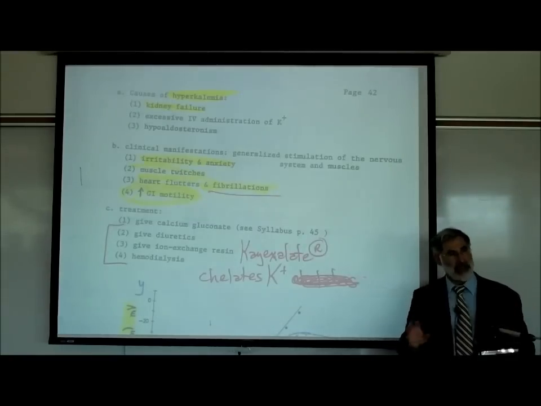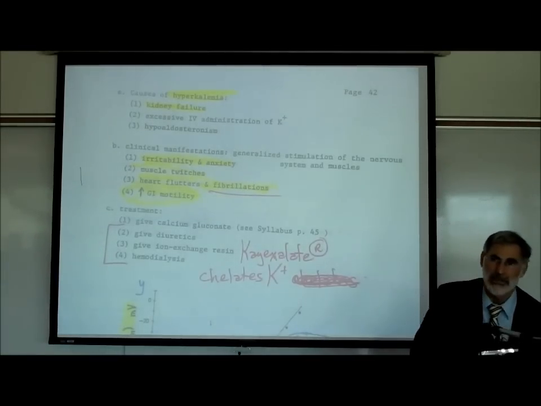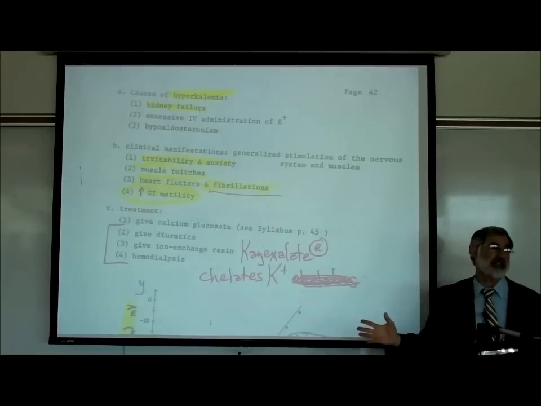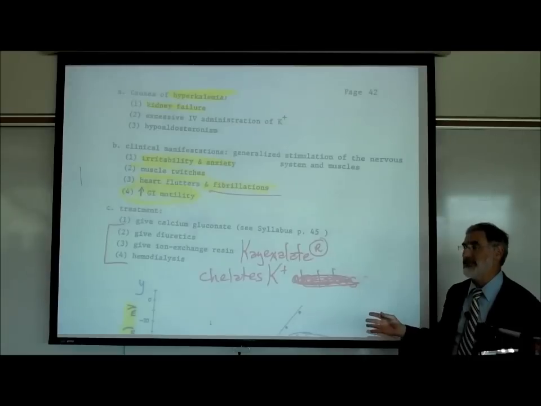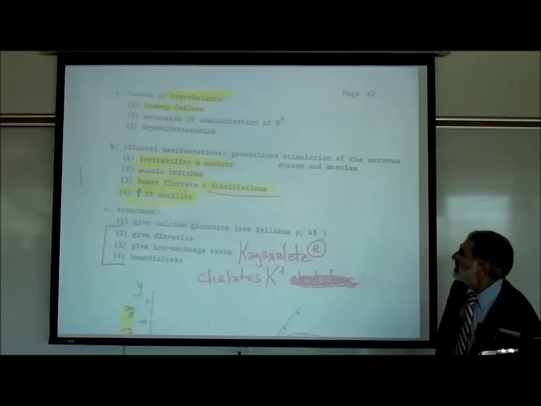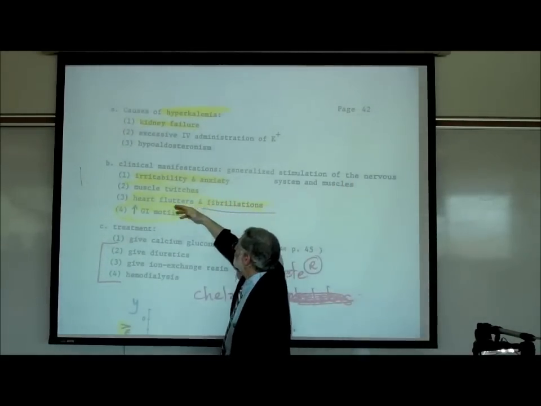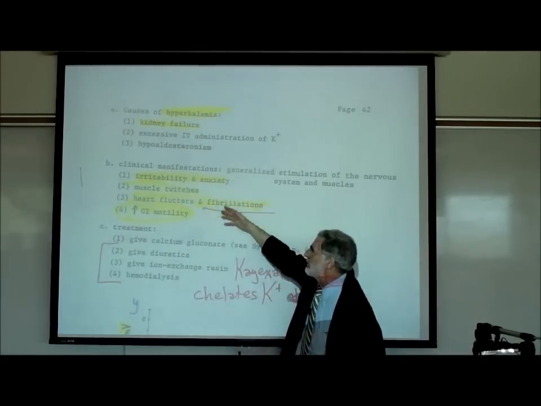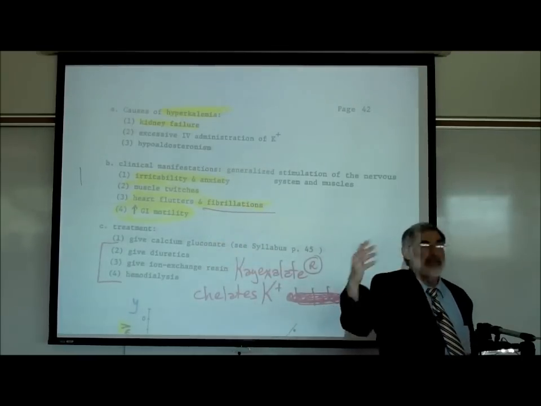When you affect the electrical voltage of all the cells in the body, this is how it's affecting. So these are massive effects on the body just because of potassium. You can see why potassium is the most important mineral or electrolyte in the body. So we wrote generalized stimulation, overstimulation of the nervous system and muscles, manifested by irritability, twitches, heart flutters, fibrillations, increased GI motility, everything is speeding up.